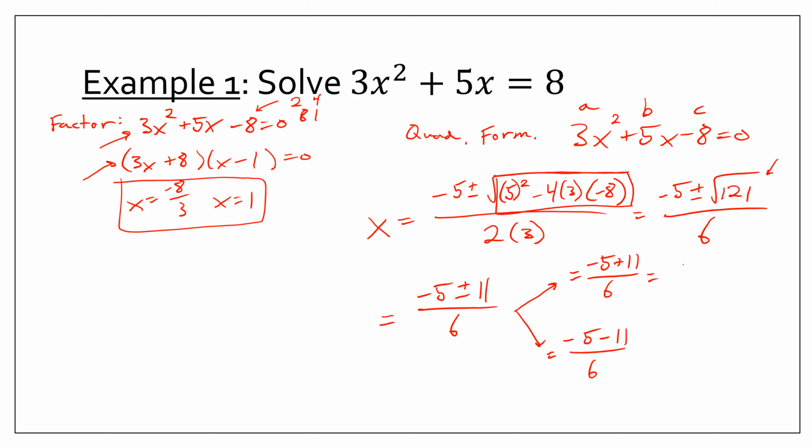On top here, negative 5 plus 11 is 6. I have 6 over 6, which is 1. On the bottom, negative 5 minus 11 is negative 16. So negative 16 over 6, I think that reduces to negative 8 over 3. And would you look at that? That is the exact same two answers I got when I factored. So quadratic formula, pretty neat, pretty useful. It always works. We just need to get used to how to plug things into the equation and how to simplify because it's a little bit complex.